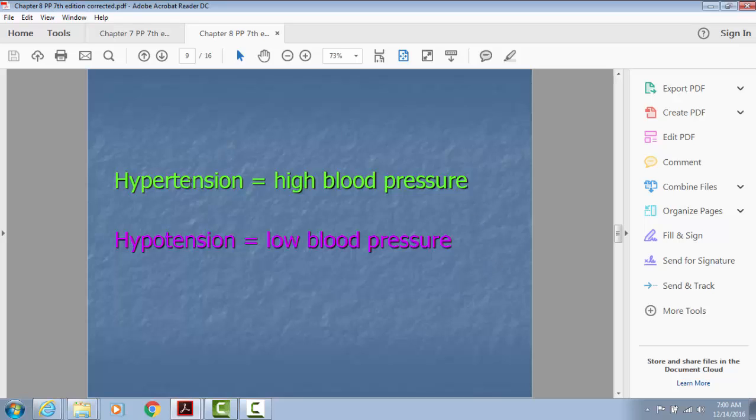So hypertension, hyper means excessive or above, so that's high blood pressure. Hypotension, hypo means under or below, so that's low blood pressure.